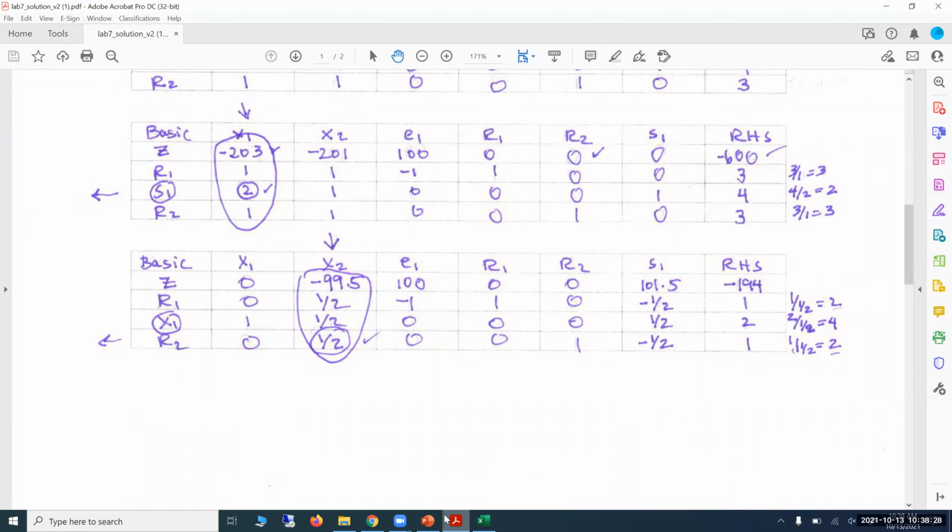Not necessarily. If at the end in the solution, you still have an artificial variable here, you have to make sure that the right-hand side is equal to 0. That's the only way that you can keep an artificial variable here. If it is not equal to 0, then the problem has no solution. And we're going to talk about that in our next lecture.